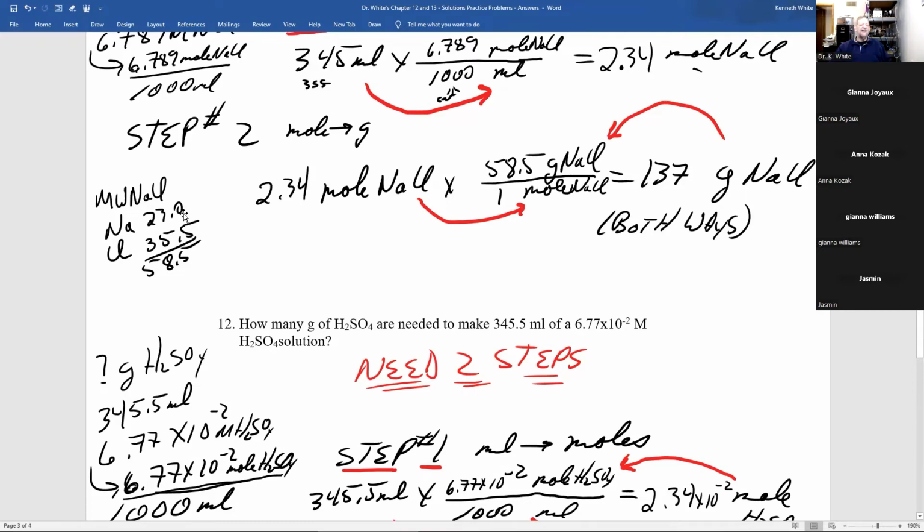But anyways, this has 1, this has 1. That's why the answer has 1. So for every 1 mole of sodium chloride, there's 58.5 grams. And now I haven't done this here, but moles divided by moles cancel out, and you're left with grams of sodium chloride. This is 3 significant figures, 3 significant figures, exact number. And therefore, when I do the math, I get 137, 3 significant figures. You could have also written it like this.